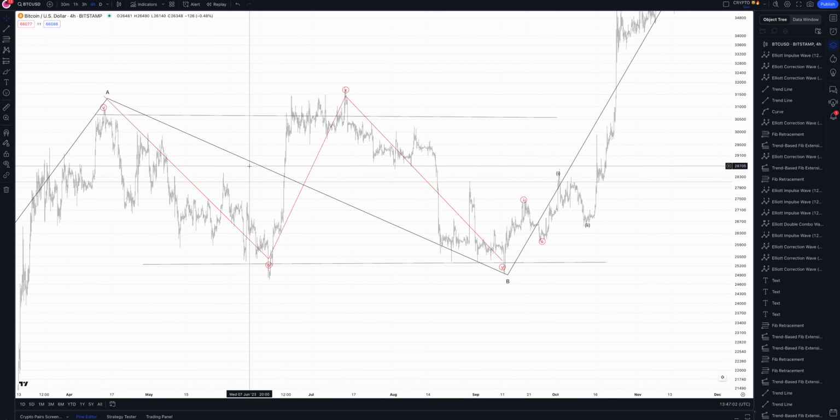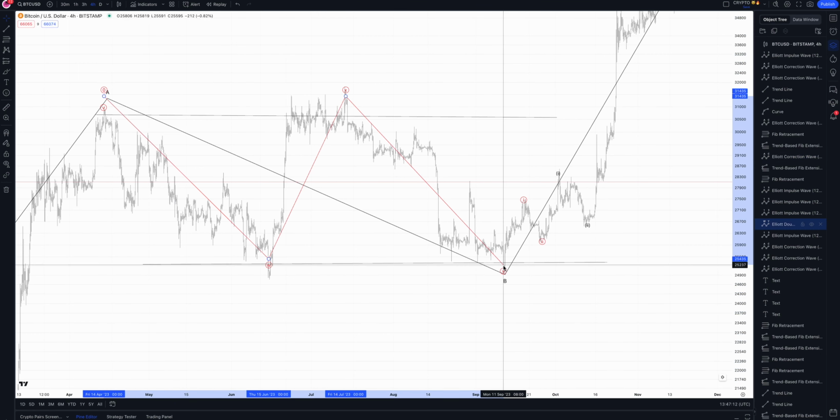Now, to the untrained eye, they would think that this is a head and shoulders pattern. This is a distribution pattern or a Wyckoff distribution schematic, but in reality, it was Wyckoff reaccumulation, and this Y wave over here was our spring. This over here was our spring, or our major sign of weakness.